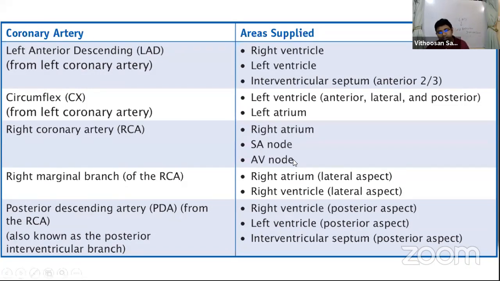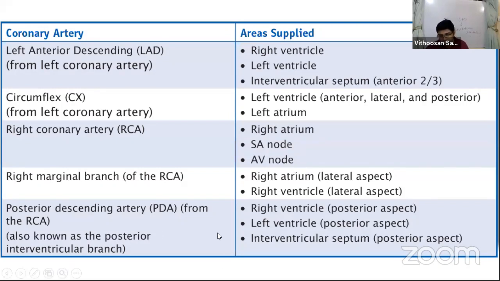So this right coronary artery is the one supplying the SA node as well as the AV node, right? We will study this tomorrow when it comes to heart blocks. The problem is with this artery. Whenever there is a block in the right coronary artery, they can develop heart blocks, right?